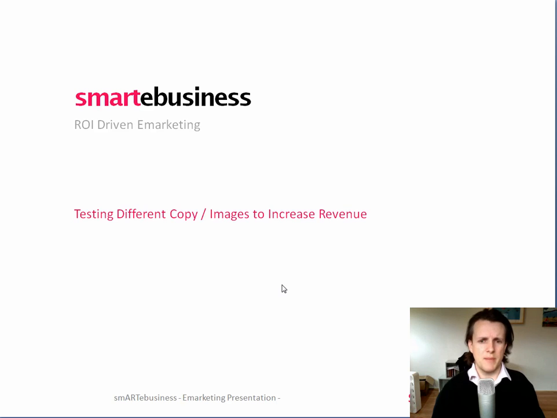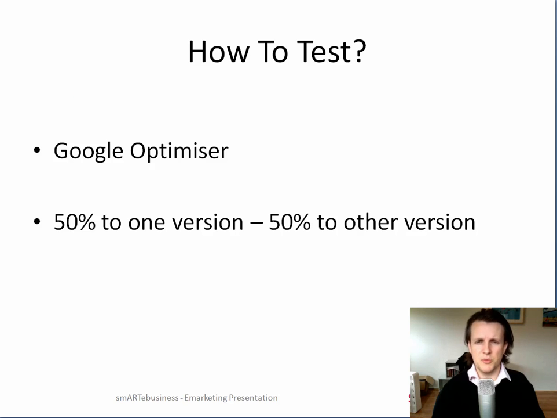Okay, so if you've got a site or something you want to get more conversions of, be it newsletter sign-ups or actual sales or anything on your site, then you need to test. And in order to test, you want to use something like Google Optimiser. Google Optimiser is a good tool. What it does is basically send 50% of the traffic to one version and 50% to another version. And it does this by split testing.